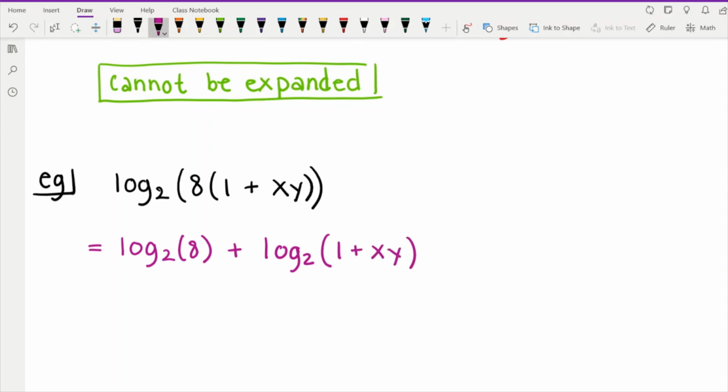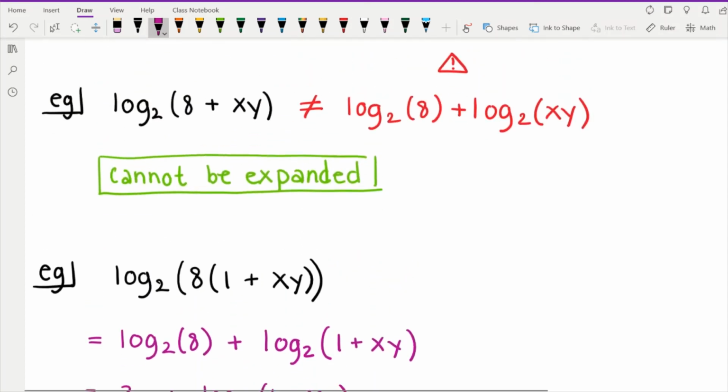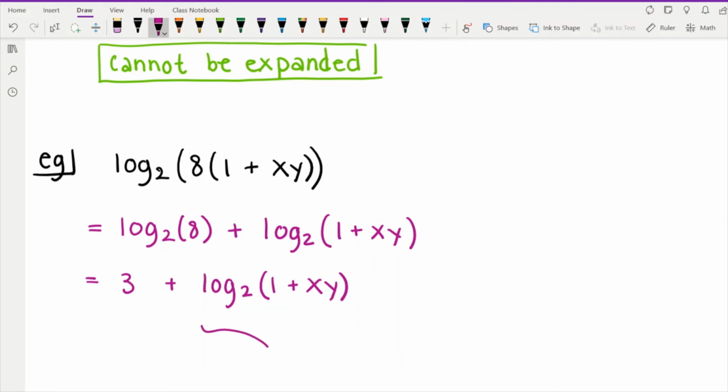And then log base 2 of 8, well, that's equal to 3. And then what's the deal with log base 2 of 1 plus x times y? Well, that's pretty much the same situation we had up here, right? So this part here cannot be expanded because now we're back in that same situation of having a sum rather than a product or a quotient or a power. And so this would be our final answer.